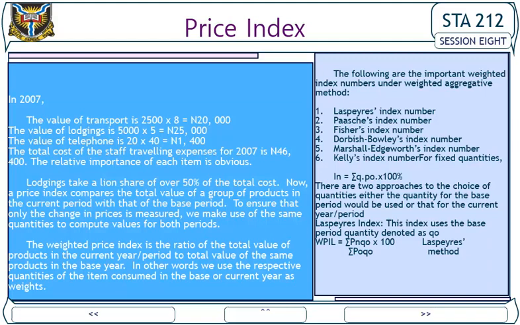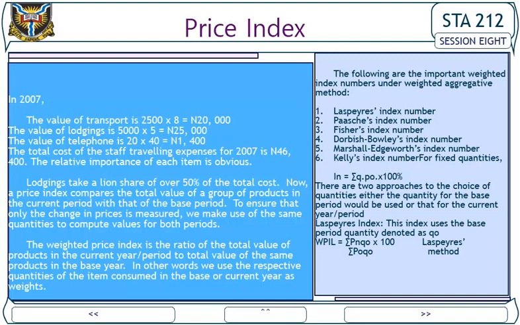Now, a price index compares the total value of a group of products in the current period with that of the base period. To ensure that only the change in prices is measured, we make use of the same quantities to compute values for both periods. The weighted price index is the ratio of the total value of products in the current period to the total value of the same products in the base year. In other words, we use the respective quantities of the items consumed in the base or current year as weights.